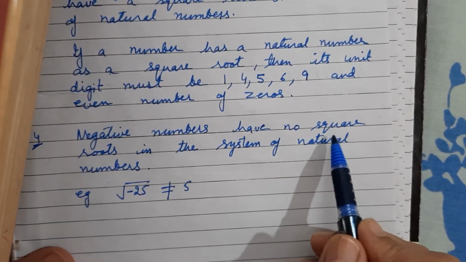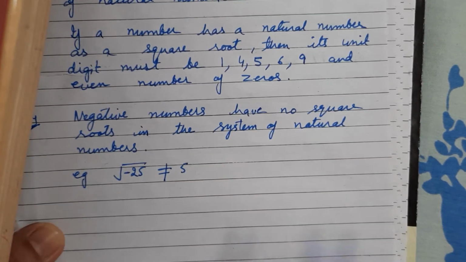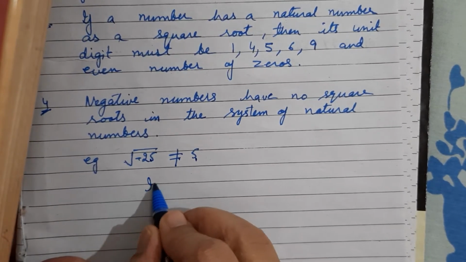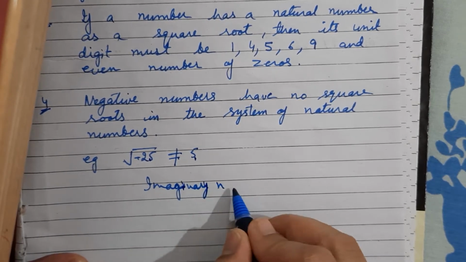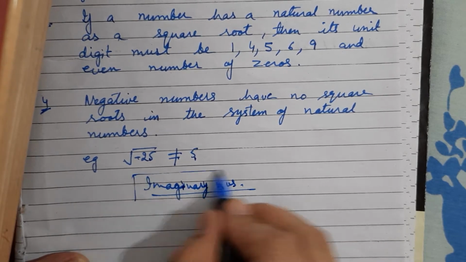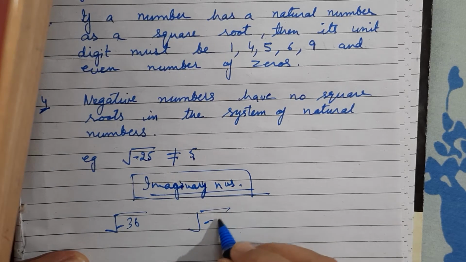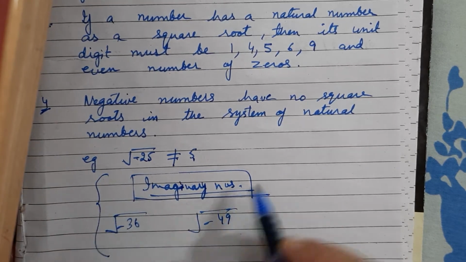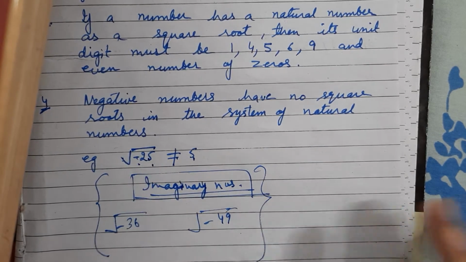Then negative numbers have no square roots, right, in the system of natural numbers. Like square root of minus 25 is not equal to 5. Actually, they are imaginary numbers. And you will study about these imaginary numbers, like square root of minus 36 or square root of minus any number, right? 49. This you will study in higher classes, not now. So here you will only remember that square root of a negative number is not possible now. These are the properties of square root.